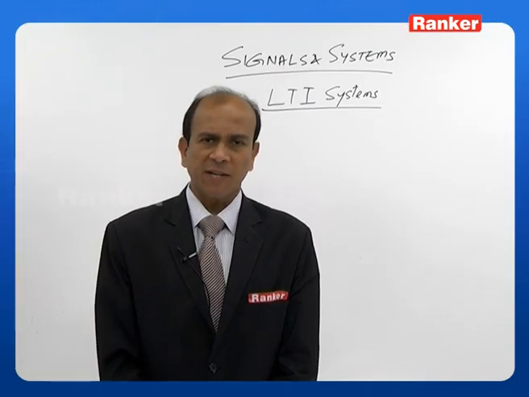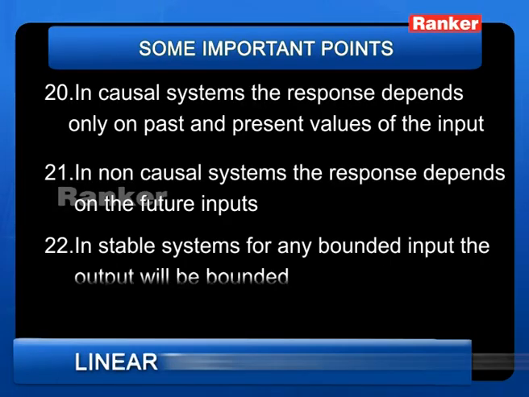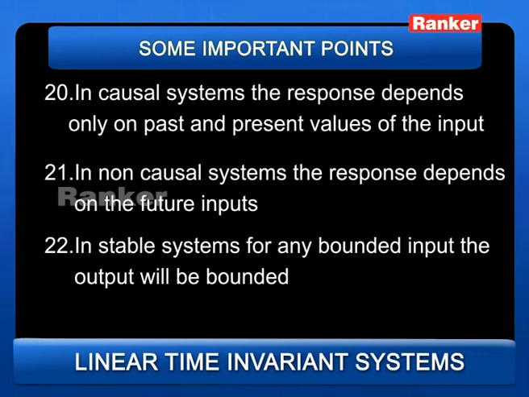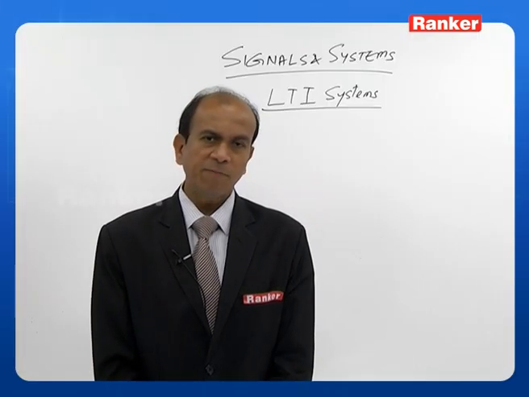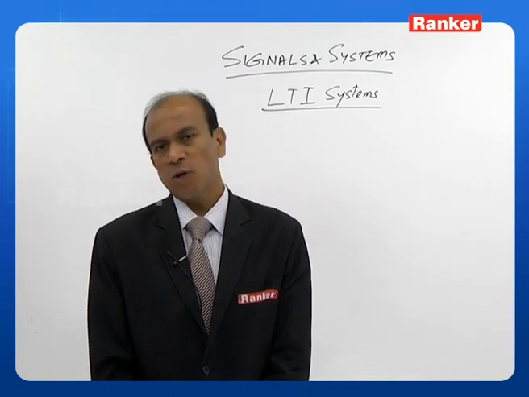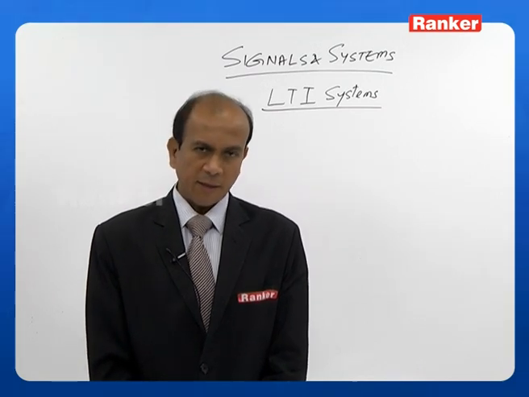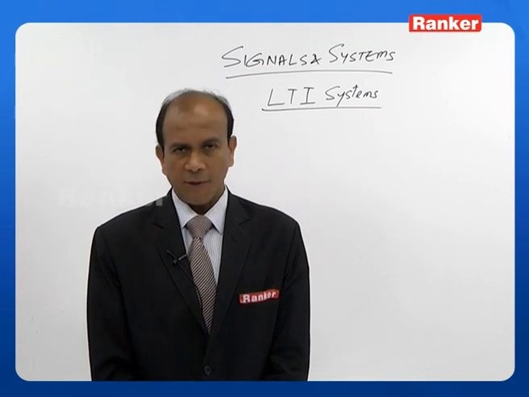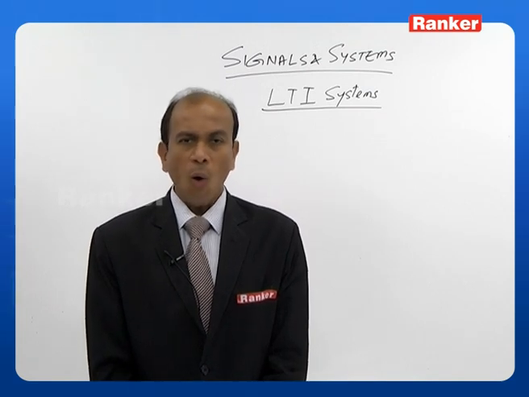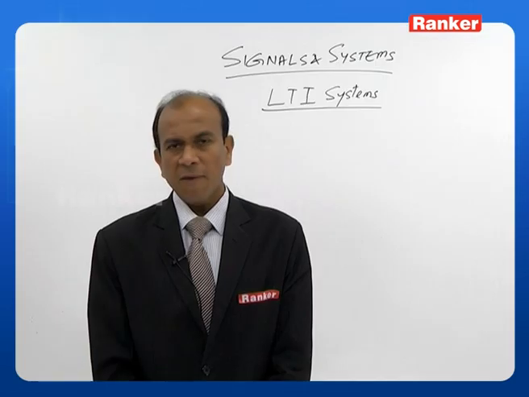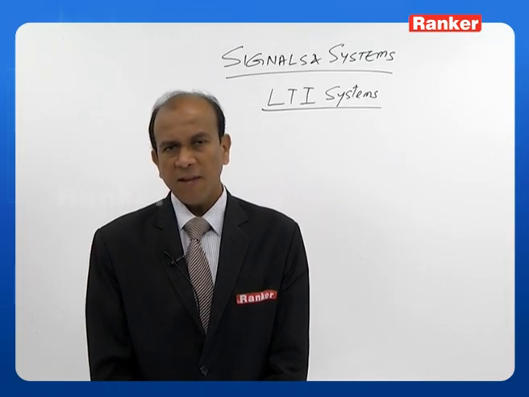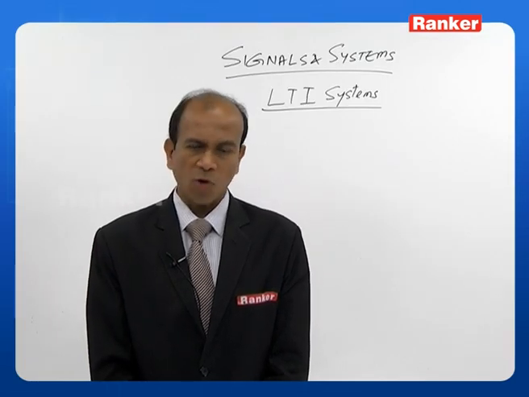Let us move on to the 22nd point. The 22nd point says, in stable systems, for any bounded input, the output will be bounded. So, in a stable system, an input which is bounded always results in an output which is also bounded. That is bounded input, bounded output, BIBO. Now, let us look at a very important point in the 23rd. The present output of a feedback system depends on the past outputs. If you have a feedback system, the output invariably depends on the past outputs also.